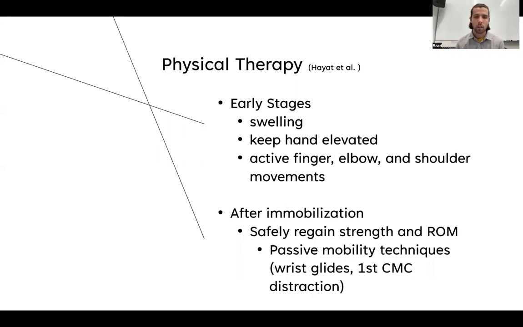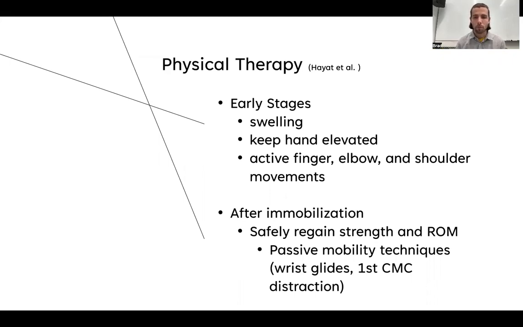Also in these early stages, when it might still be painful to move it around, consider interventions that focus more on proximal joints, such as the elbow and shoulder. So you could use some interventions that we learned earlier in this class to make sure those joints are moving well. And then after immobilization, they'll be stiff, so the focus would be on regaining range of motion and strength.